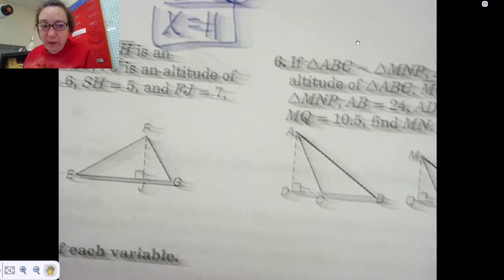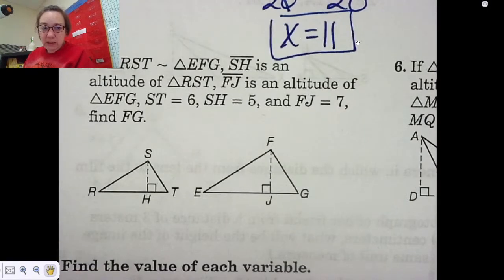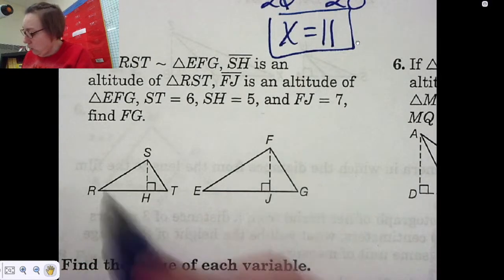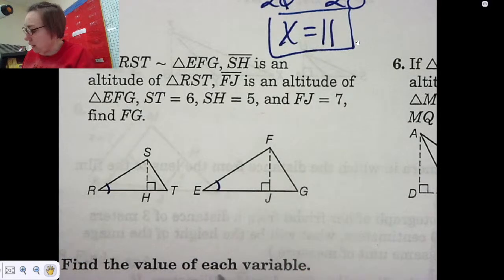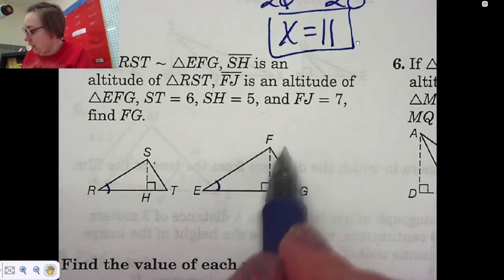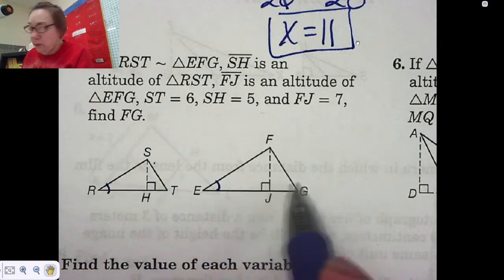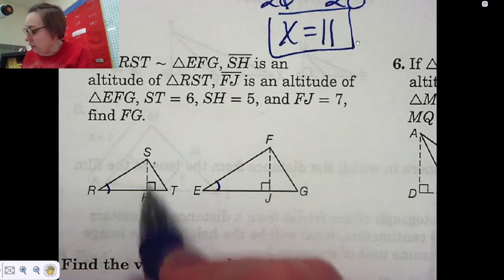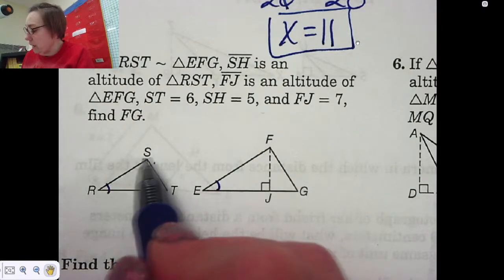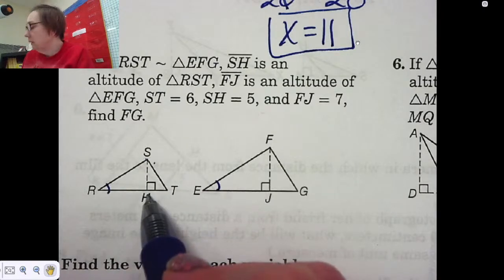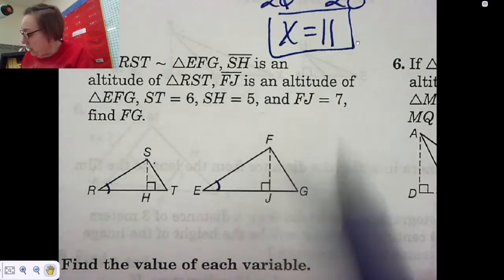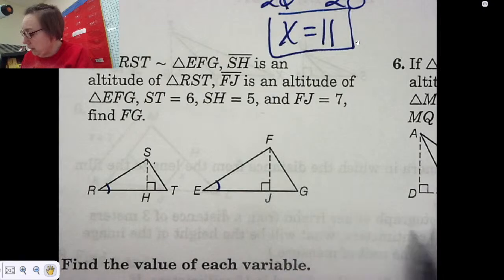Now, if we look at number 5, it tells us that triangle RST is similar to triangle EFG. That means that R is going to match up with E, right? S is going to match up with F, and T is going to match up with G. Everybody with me so far? And they say SH is an altitude. So remember, altitude goes from the highest point straight down to the bottom, right? It's an altitude of RST, and then they say that FJ is an altitude of EFG, right?